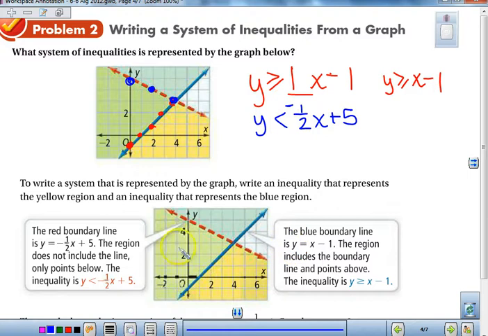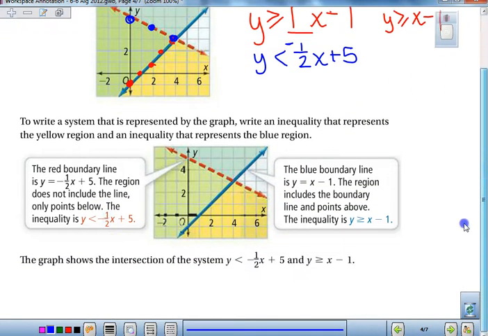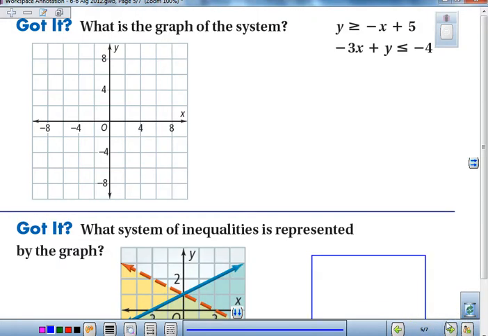So as we look at those two lines, trying to figure those out, and now we're looking at those shaded regions, it talks about what are the things we know. We're shading above. It's a solid line for equal, shaded below, dashed line, and so on. Then we have our two equations.